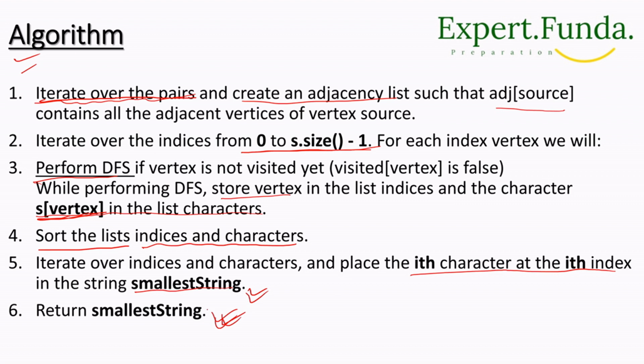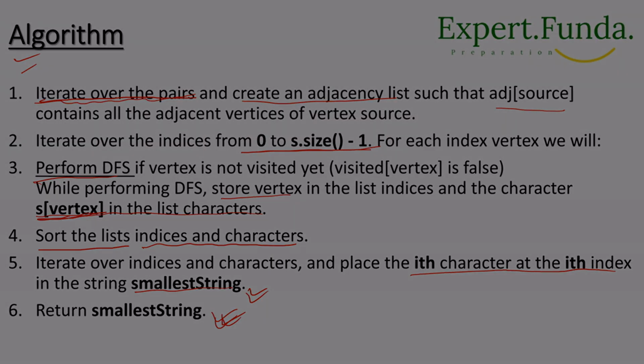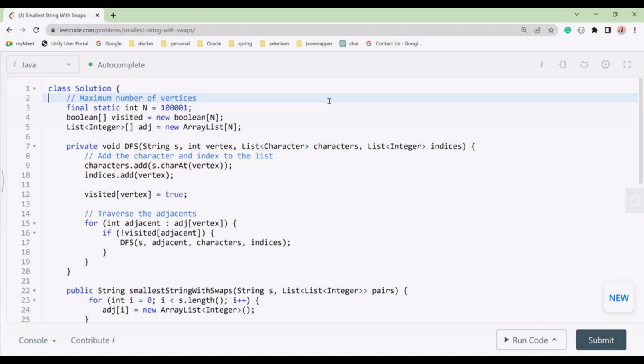So let's see the code in the browser section of this program. Okay, and we have implemented this one. Let's assume we have the number of vertices, and that number of vertices is given as a final static int n. We have taken this long value into an integer, and we have created one visited array.